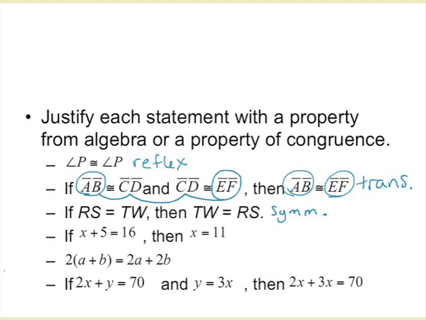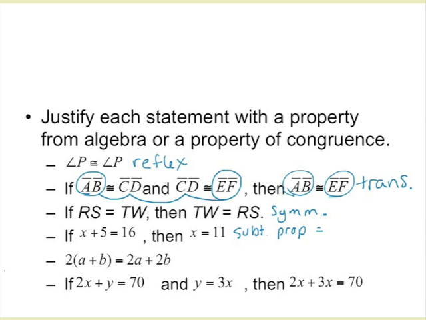In the next one, we want to think of this as an algebraic equation and what we would do to solve it. So if x plus 5 equals 16, then x is equal to 11. How? How is x equal to 11? What would we have done to solve it? Well, to get the x alone, we would need to subtract from both sides. So that's our subtraction property of equality.